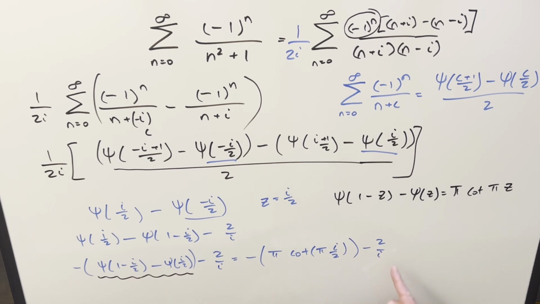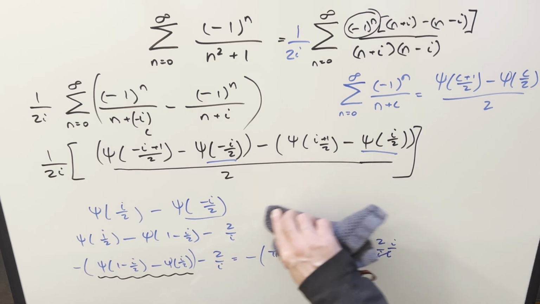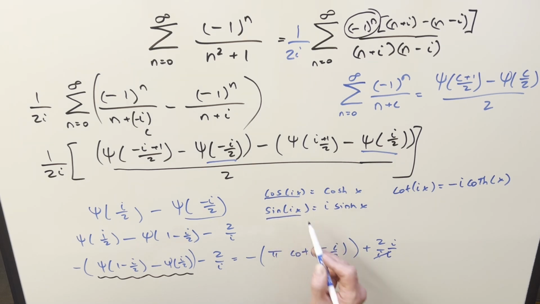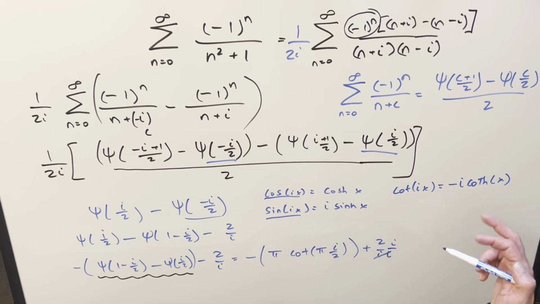On this 2 over i, let's just multiply in i over i, so that way this becomes a minus 1 that I can use to make this a plus. On this thing right here, cotangent pi i over 2, we can use a formula on that. Let's just take a look at that really quick. We have these two formulas for cosine ix and sine ix to convert it into hyperbolic cosine and hyperbolic sine. Putting that together for cotangent, we get minus i hyperbolic cotangent of just x.